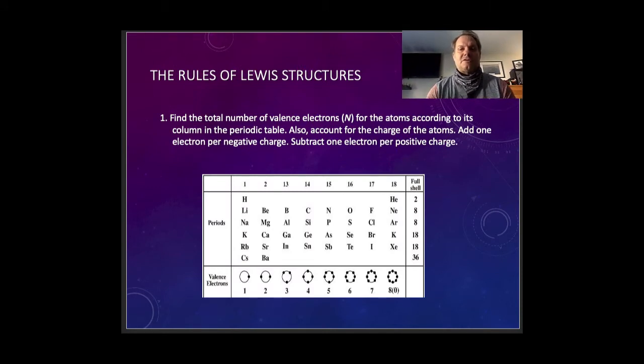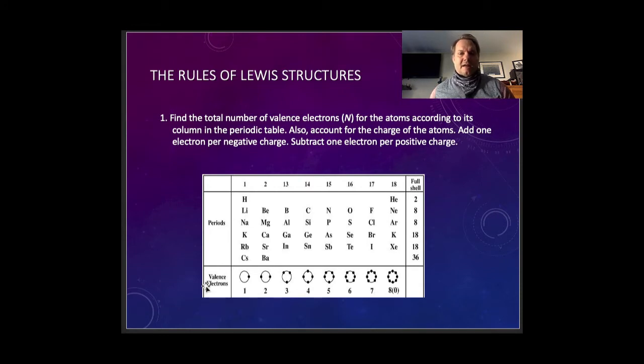Let's go through the rules for Lewis structures very quickly. The first step is to find the total number of valence electrons, we call the N, for the atoms according to the column in the periodic table they occupy. Also, we need to account for the charge of the atoms and the charge of the molecules. So if something has a negative charge, it has extra electrons. If it has a positive charge, it has fewer electrons.